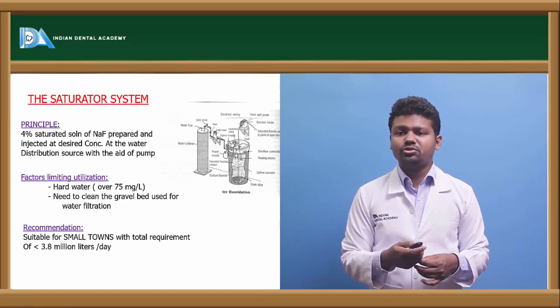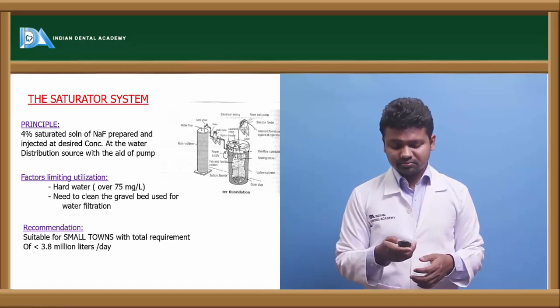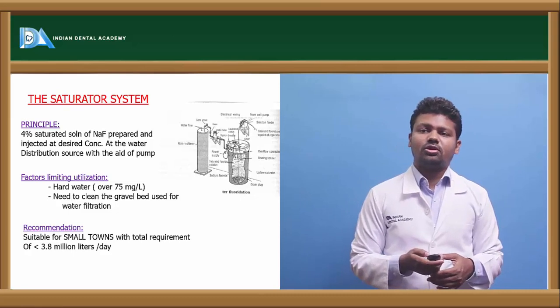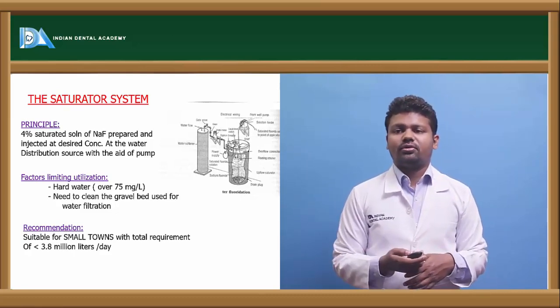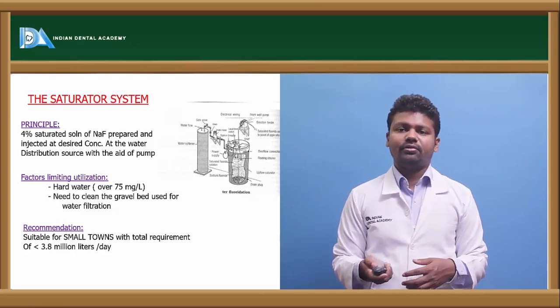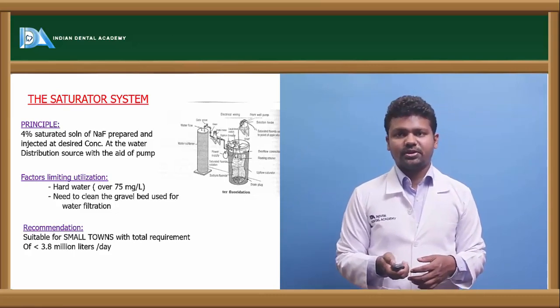you need to clean the gravel bed used for filtration. This saturator system is recommended for small towns, with a total requirement of less than 3.8 million liters per day.